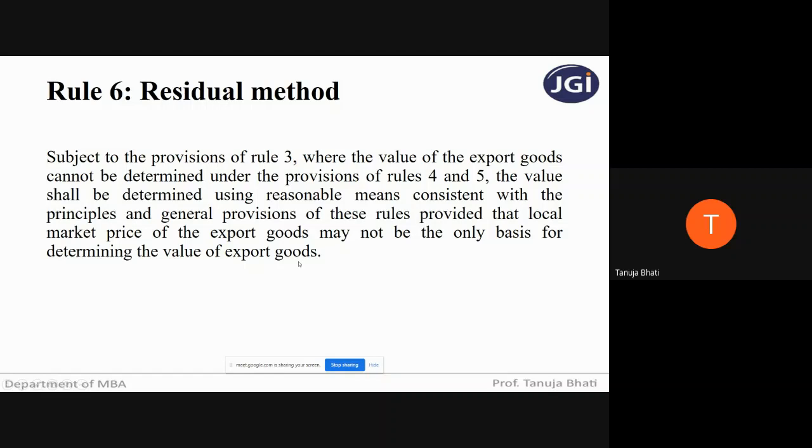So, students, rule number 6 is the residual method. You will come to this method only at the last, where none of the other rules are applicable. Then you will jump to rule number 6, where the exporter himself will calculate the value using a certain reasonable basis. Considering all the provisions covered in the different rules, he will try and calculate the value on which the export duty is to be calculated.